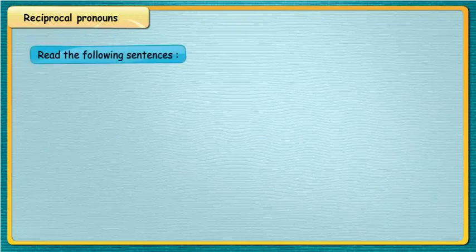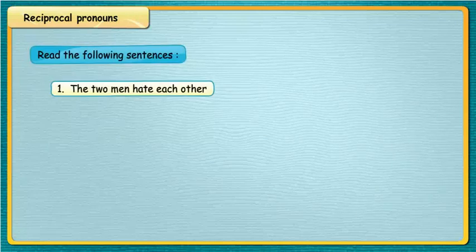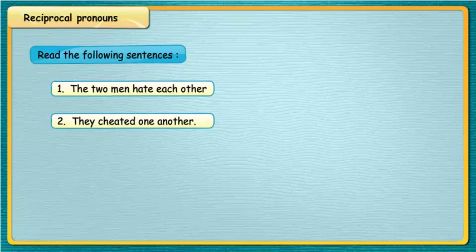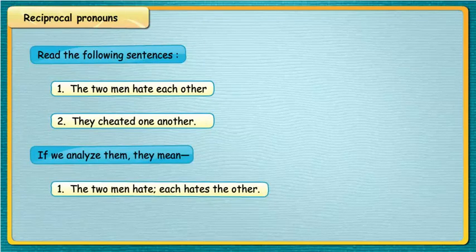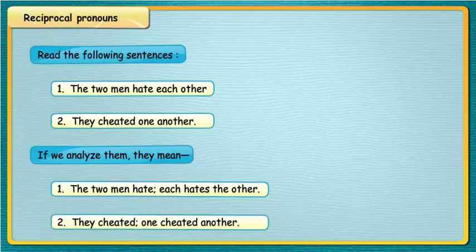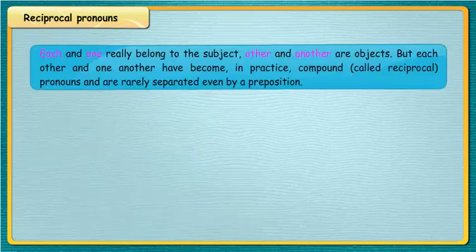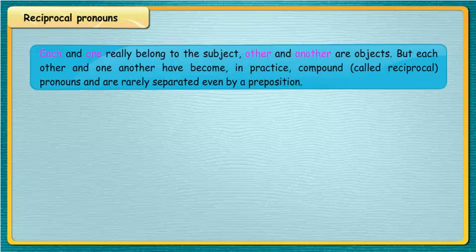Reciprocal pronouns. Read the following sentences. The two men hate each other. They cheated one another. If we analyze them, they mean the two men hate, each hates the other. They cheated, one cheated another. Each and one really belong to the subject. Other and another are objects, but each other and one another have become, in practice, compound, called reciprocal pronouns, and are rarely separated even by a preposition.